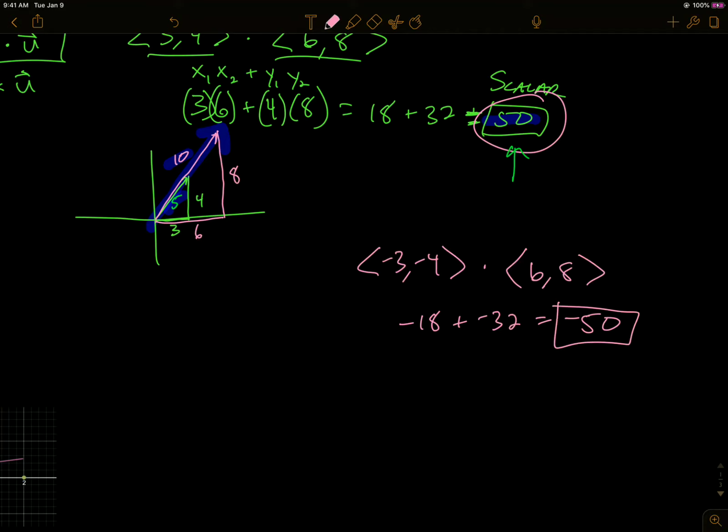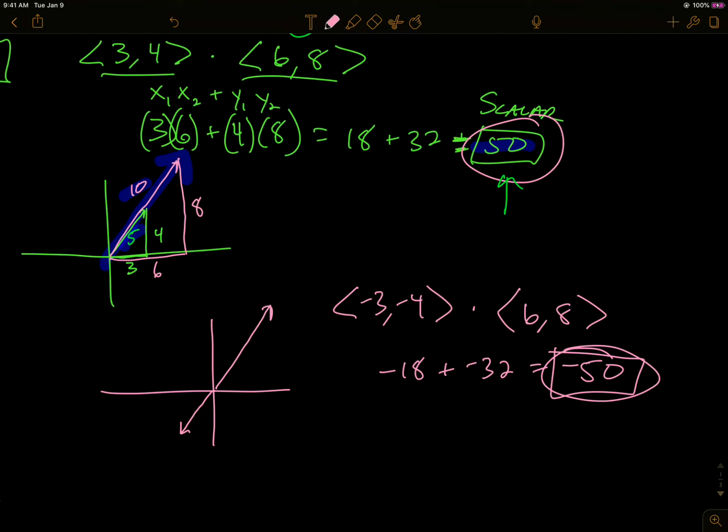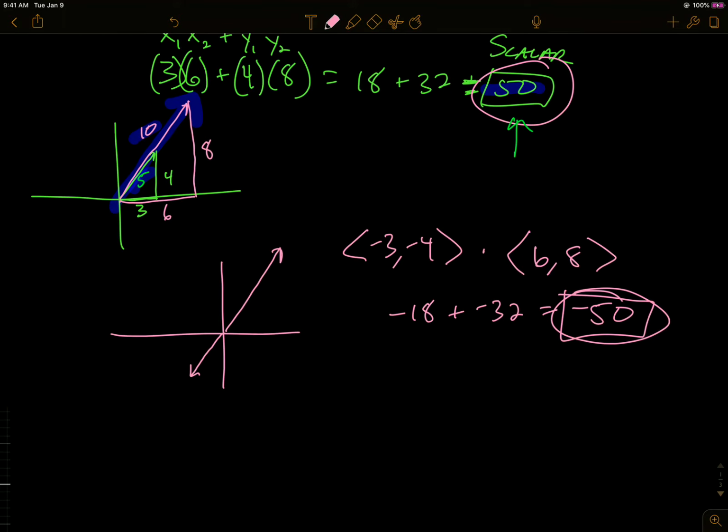And let's see what that might mean geometrically. If I draw my two vectors, I'm just going to draw them both in pink at this point. 6, 8 is twice as long as -3, -4, but now they're going in opposite directions. So I end up getting this -50. So it seems that I just multiply the magnitudes, and if they're going in the same direction, I get a positive, and if the vectors are going in opposite directions, I get a negative.